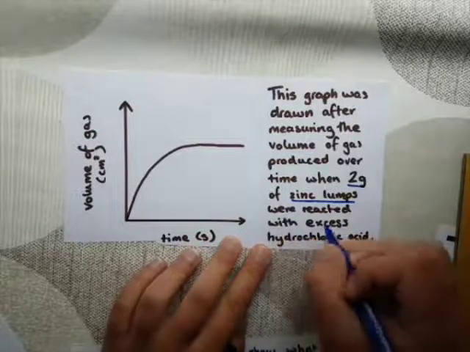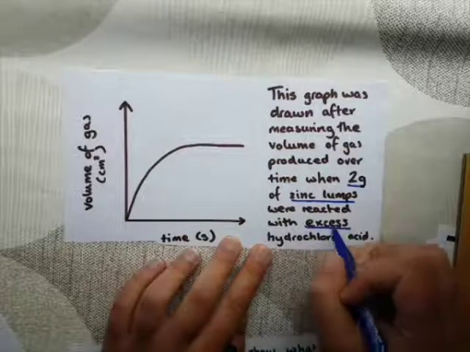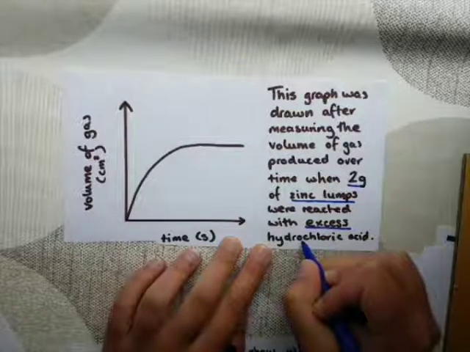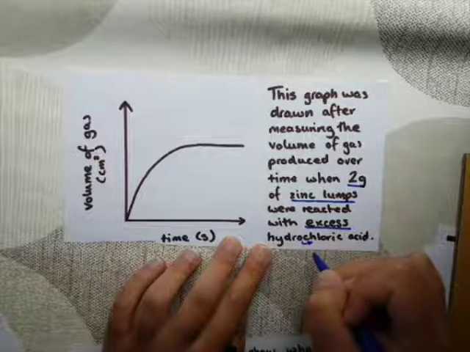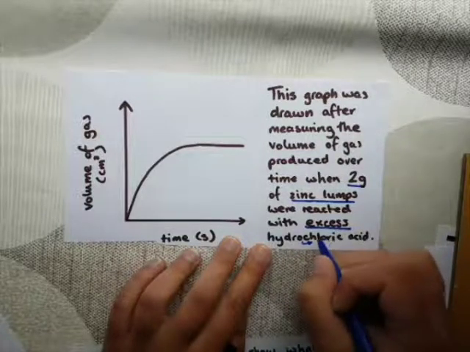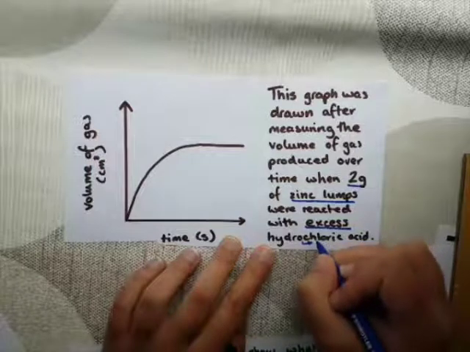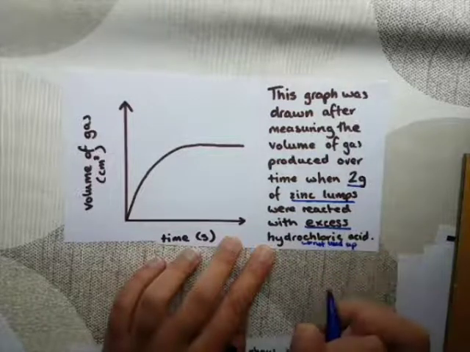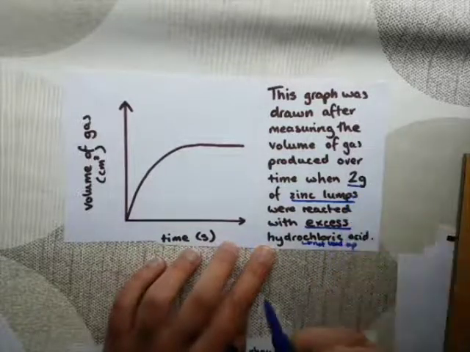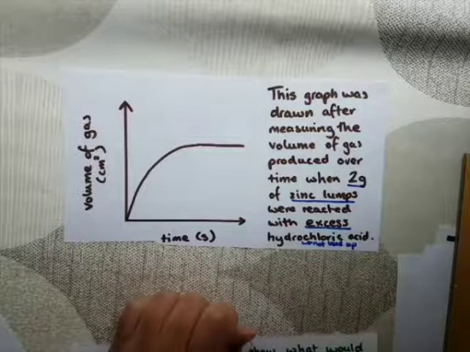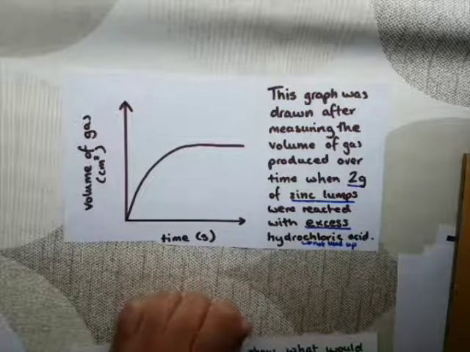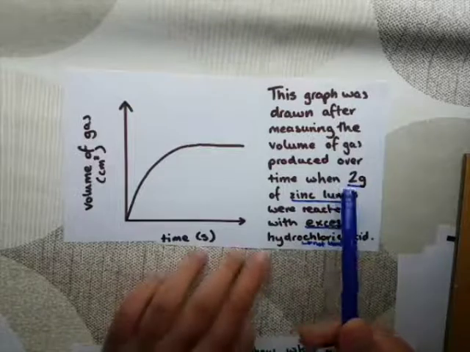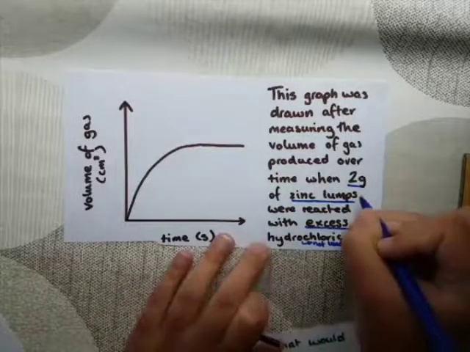And then these were reacted with excess hydrochloric acid. This word excess is also really important. This word is telling us that the hydrochloric acid is in excess. See if you can think about what that means. So hopefully you're thinking excess means the reactant that is not used up. So the hydrochloric acid is not going to be used up in this reaction. What that means is that the zinc lumps must be the reactant that does get used up. Can you think of the word that we use for the reactant that does get used up? Okay, hopefully you've remembered. The reactant that does get used up is called the limiting reactant.